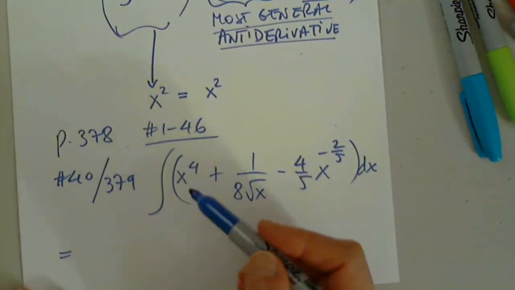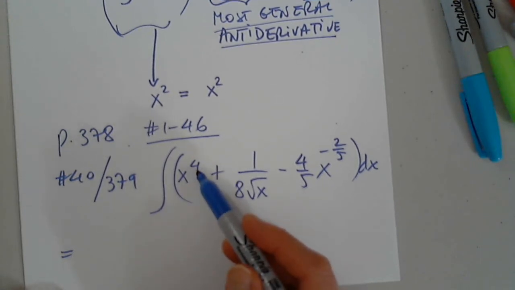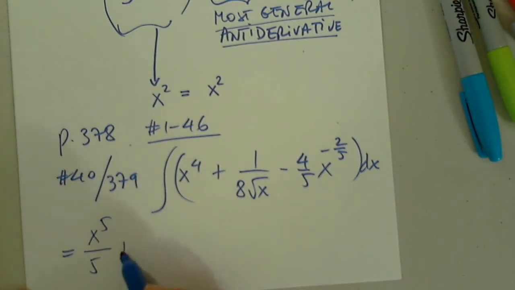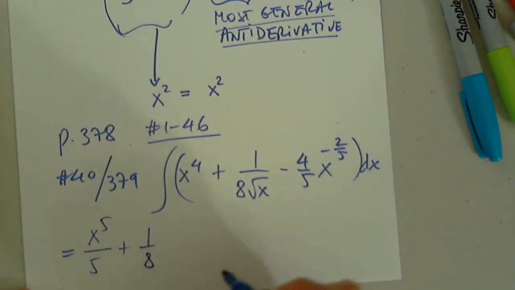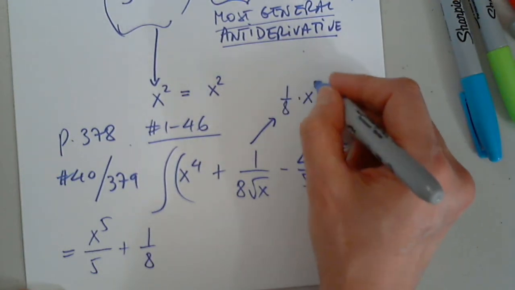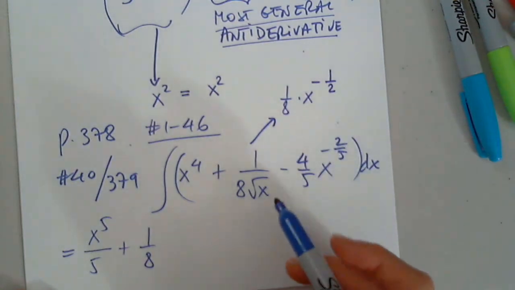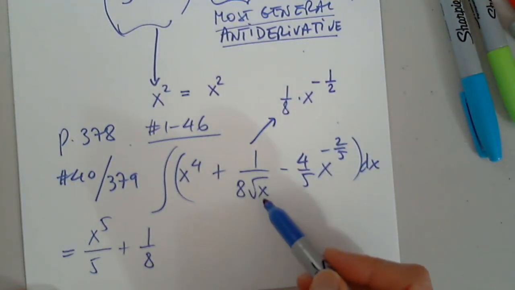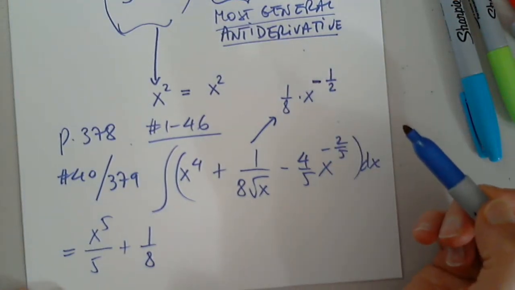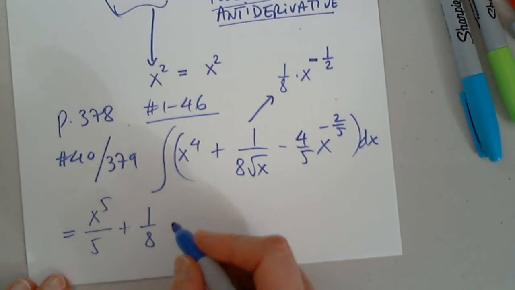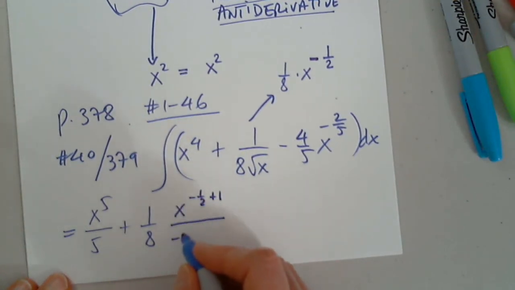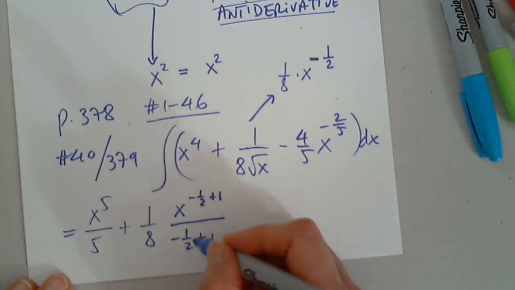Okay? What function prime is x to the 4th? X to the 5th over 5. Excellent. Plus 1 over 8. Leave 1 over 8 alone and change this into 1 over 8 times x to negative 1 over 2. The square root is in the denominator. So now I brought it to the top, but I have to change the sign of the power. So this will be x to negative 1/2 plus 1 over negative 1/2 plus 1. It has to be the same number.